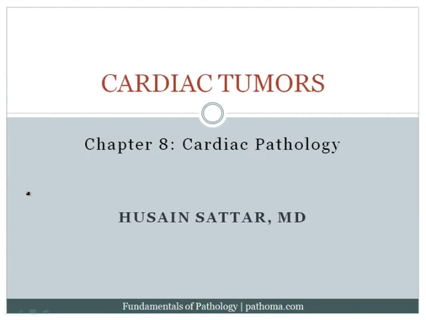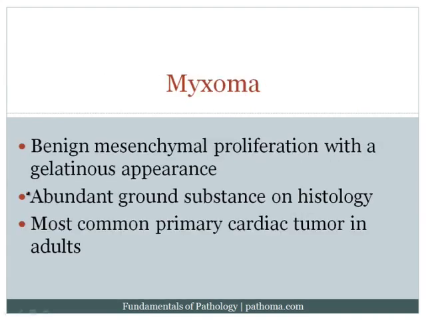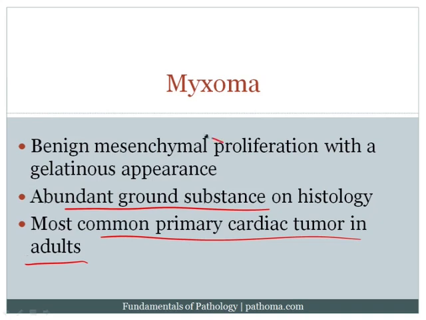The final section of this chapter deals with cardiac tumors. It's very straightforward. The first cardiac tumor is called a myxoma. This is a mesenchymal proliferation where you get a gelatinous appearance to the tumor. On histology, it shows abundant ground substance, and that's what makes it look so gelatinous. And this is the most common primary cardiac tumor in adults. Remember that in adults, the cardiac myocytes are permanent cells, and so they're not going to be able to produce a tumor. So the only real tumor of the heart that you're going to get is going to be a tumor of the mesenchymal connective tissue. Again, that's called a myxoma.